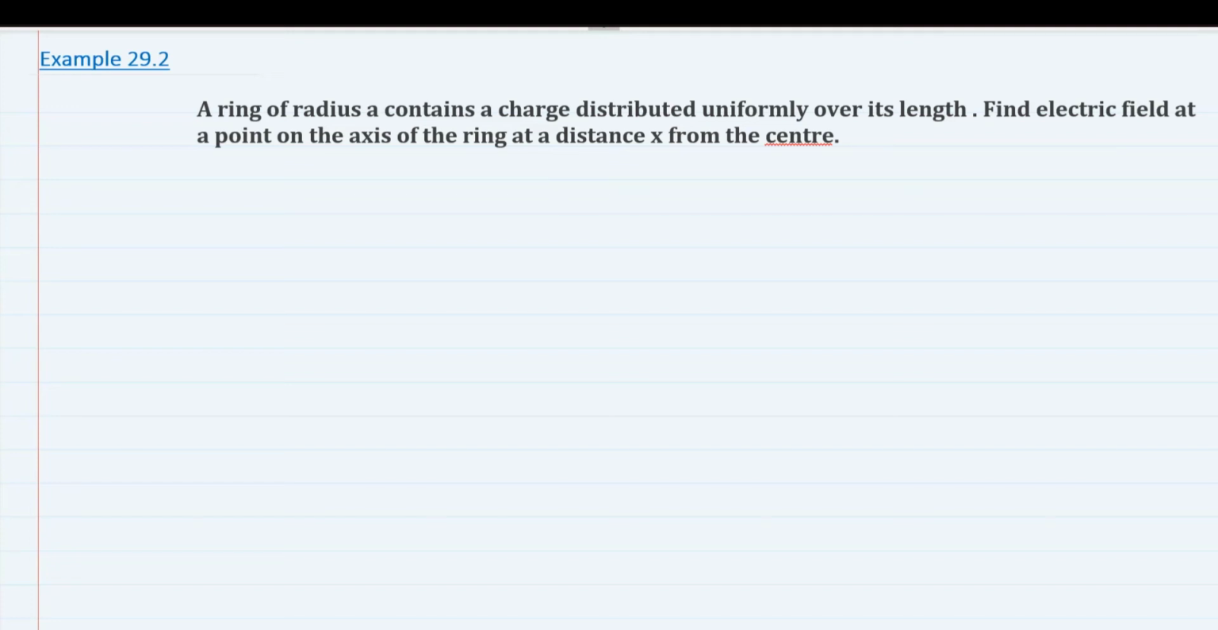Hello everyone. So let us see this problem. In this problem we have a ring and we have to find the electric field at a point which is on the axis of the ring. So let us start.